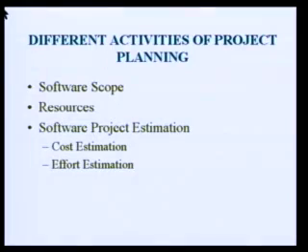Now let me go through the different activities of project planning. They are software scope. Software scope means making a statement of scope. Then come resources, meaning what resources are required, like human resources, software and hardware resources, etc. Then comes software project estimation. In this we will be concentrating on cost estimation and effort estimation.